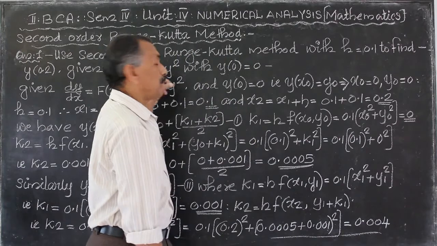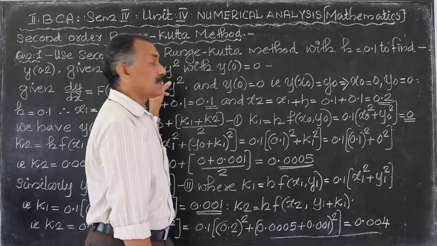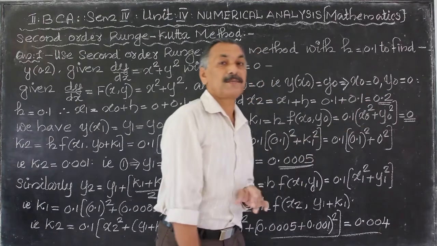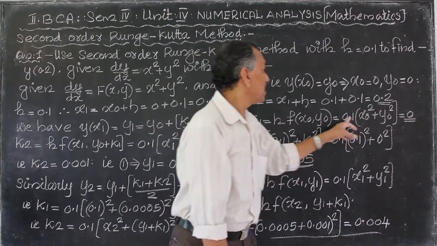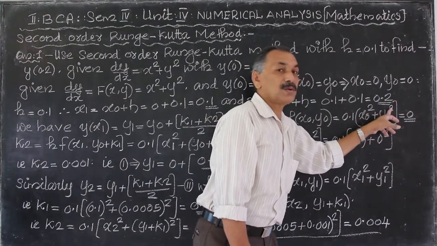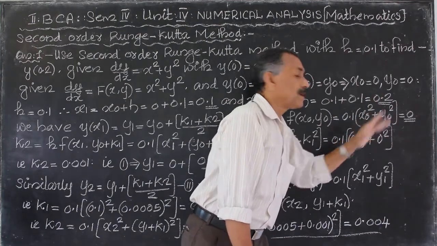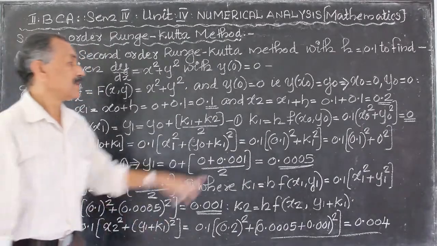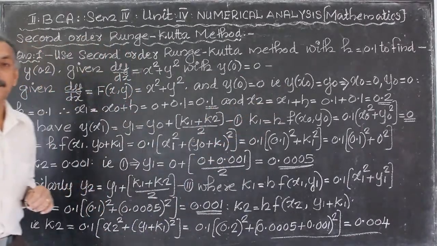In f of x, y put x is equal to x0 and y is equal to y0. That is x0 square plus y0 square, which is 0.1 into (0 square plus 0 square), that is 0.1 into 0, which is equal to 0. So k1 is equal to 0.